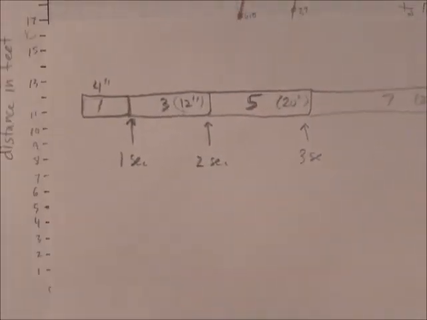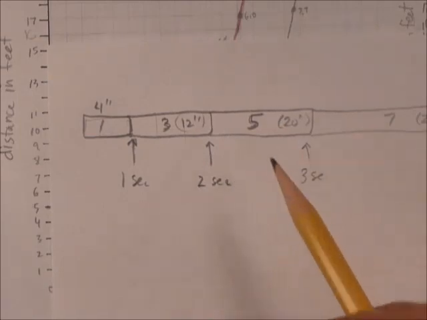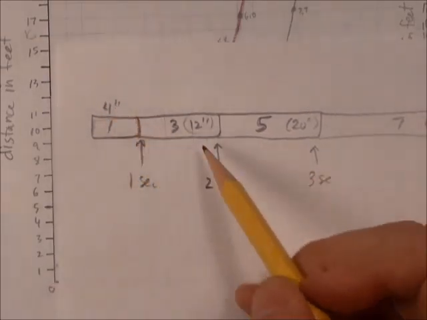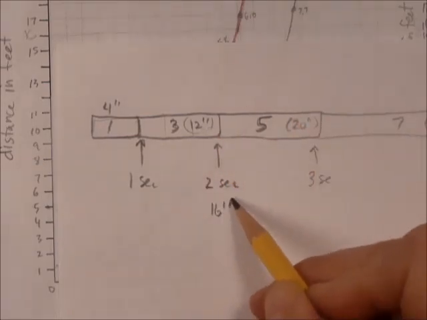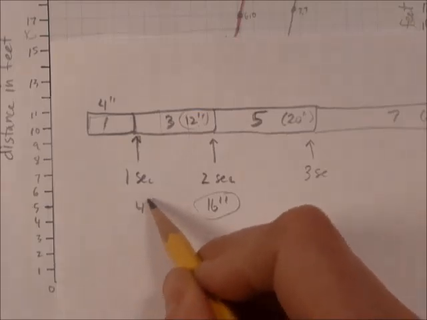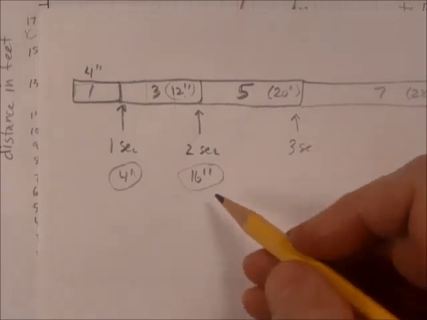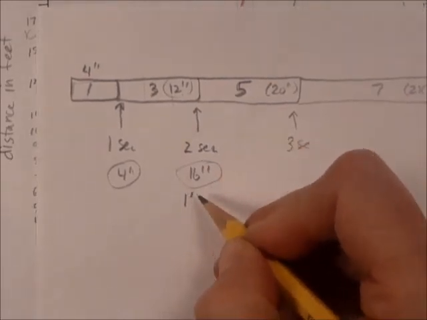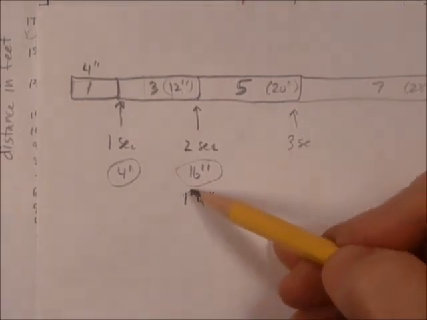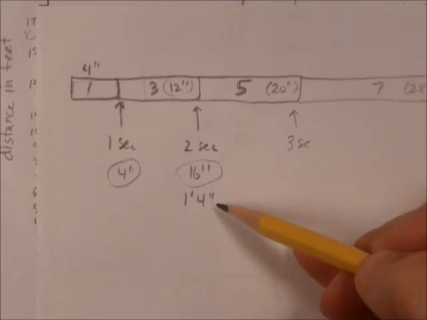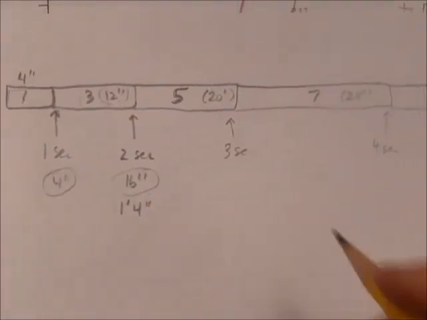So then what we'd need to do would be to add these together to get where it should be at the 2-second mark. So we have 4 inches plus 12 inches equals 16 inches. So if it's at the 4-inch mark here, after 2 seconds, it should be at the 16-inch mark. And 16 inches is 1 foot and 4 inches. So we use this little 1 hash mark for a foot and then 2 hash marks for inches, just in case you're not used to the system.